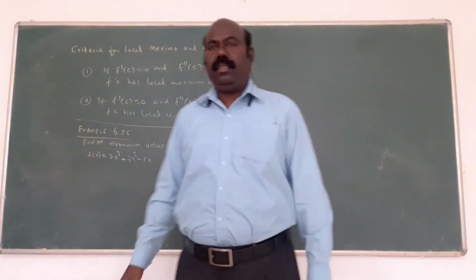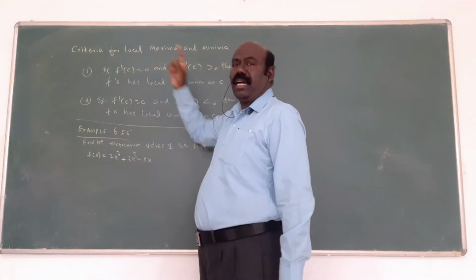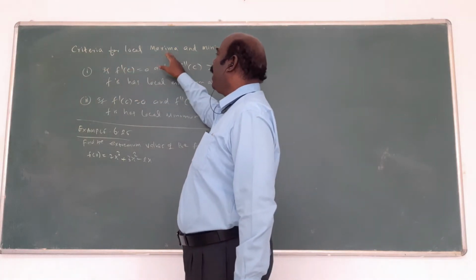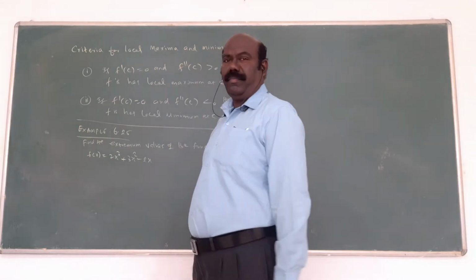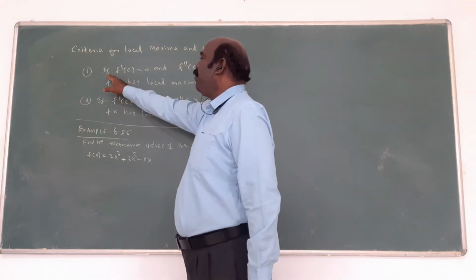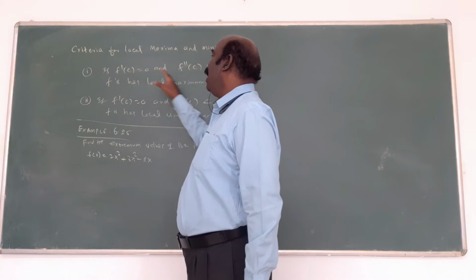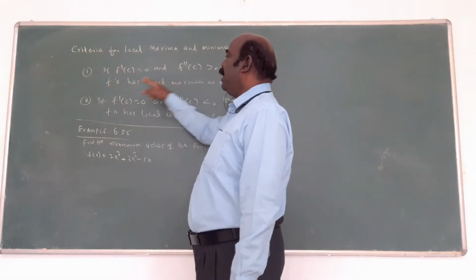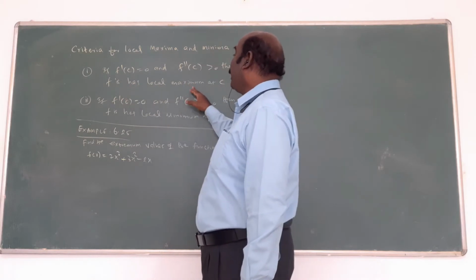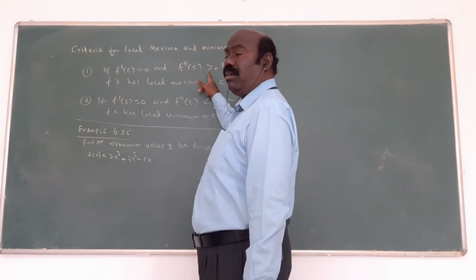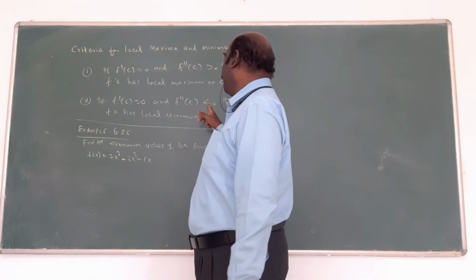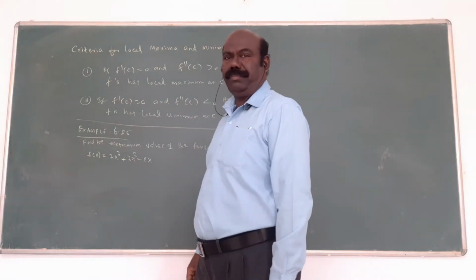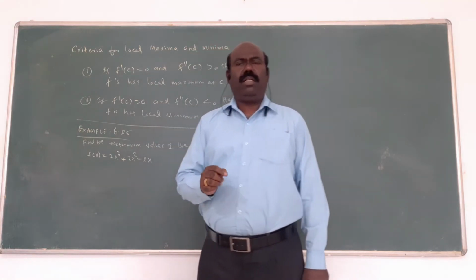Good morning, children. Now, the next concept, the criteria for local maximum and minimum. If f'(c) is equal to 0 and if f''(c) is more than 0, then f has a local minimum. If it is less than 0, local maximum. This is the concept.